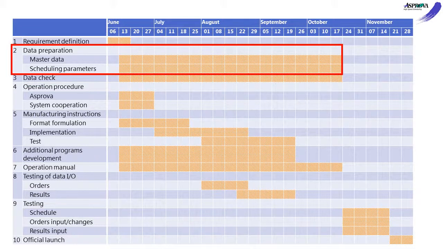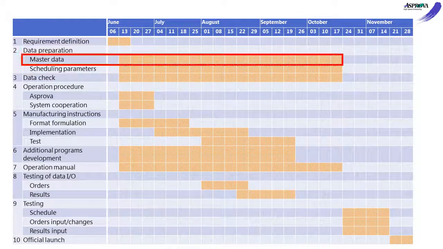This step makes up most of the implementation in most cases. Delays may occur, as it takes a lot of time to prepare if the accuracy of parameter measuring is low, for example, for the production capacities. In such cases, we recommend that you secure the accuracy to a certain level and improve it further during implementation.